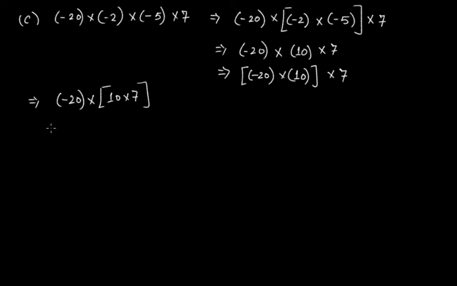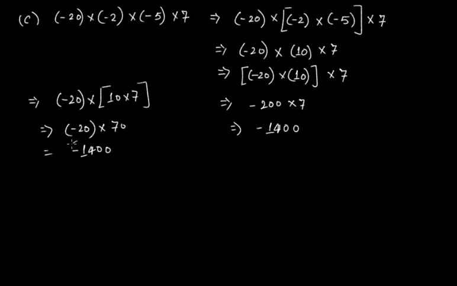This will give you minus 20 times 70, which will give you minus 1400. Even this will give you minus 200 times 7, and this will give you minus 1400. Both the answers are the same, right? So both the answers are the same here, minus 1400, here minus 1400. This was the first one where we grouped together 20 and 10. This was the second one where we grouped together 10 and 7.